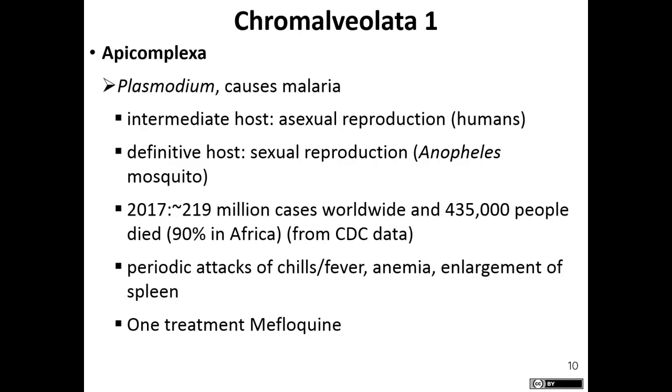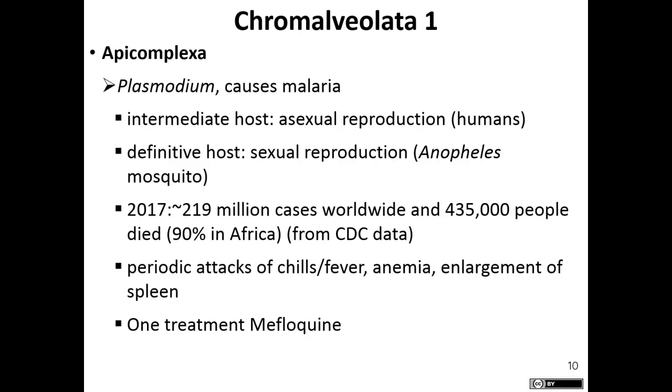This organism causes malaria. Malaria kills hundreds of thousands of people yearly. In 2017, 435,000 people died, most of them from Africa. The reason for this is that Africa is a hotspot for malaria because the Anopheles mosquito is found there. Since you have to have that mosquito, that's where that disease is going to be found.